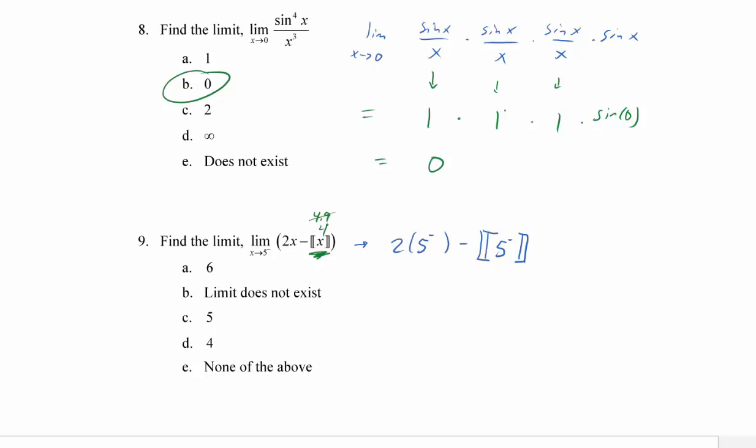Okay, so I'm going to do direct substitution to see what happens. Now, if I plug in something slightly smaller than 5 for both the x's, then 2 times something slightly less than 5 is just slightly less than 10. So we approach 10 from below, minus, and no matter what I plug in here, it's always less than 5, which means we have to round it down to 4. So we have 10 minus 4, and the answer is 6.